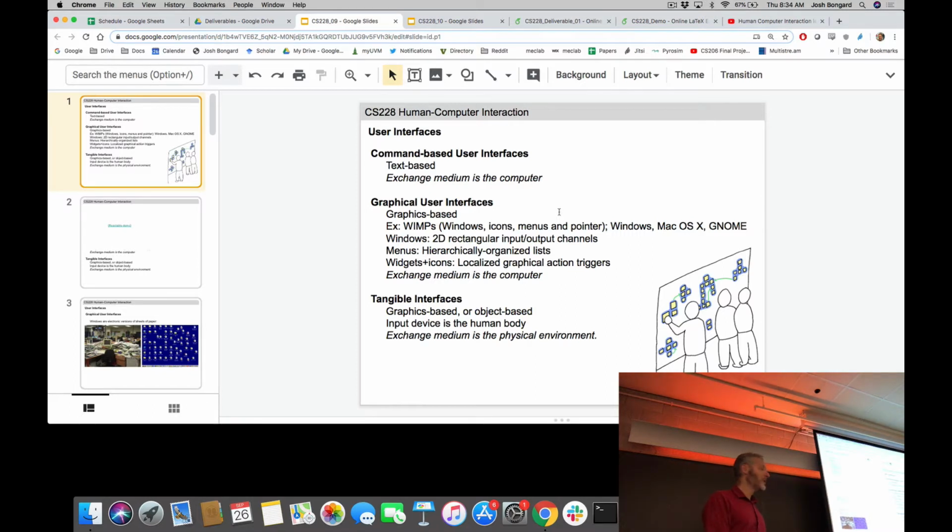The exchange medium here was also the computer. What do we mean by the exchange medium? You can think of this as the two-dimensional plane, right, which is often the computer monitor. The user is seeing this two-dimensional window, which is a projection of something behind it, right? And so in today's lecture, we're talking about information spaces, the thing that lies behind the glass. Most of the information space is hidden from the user.